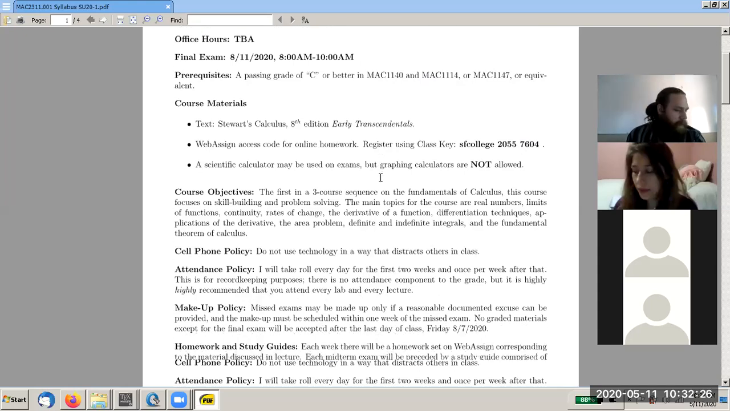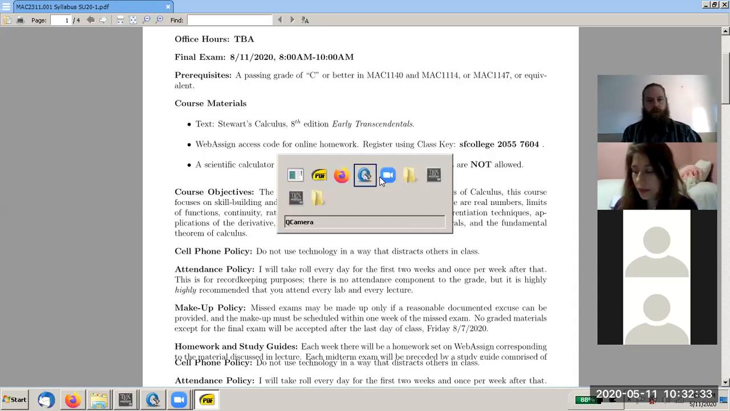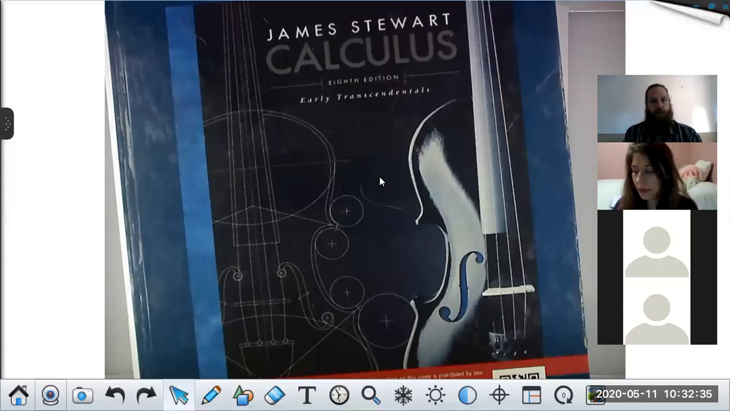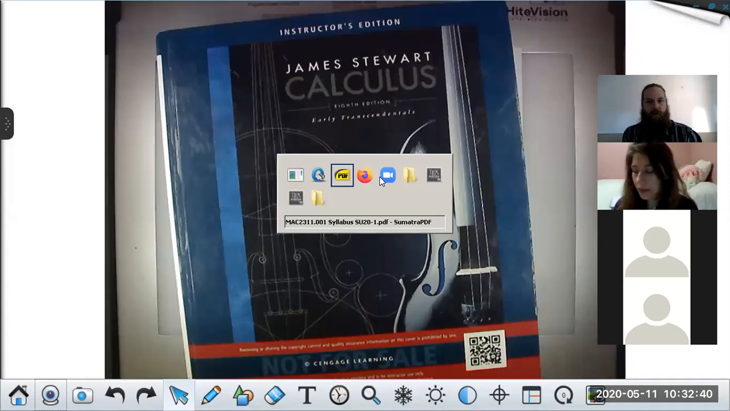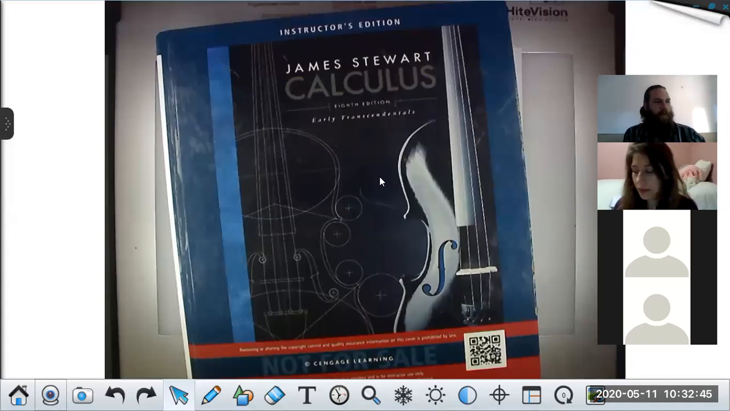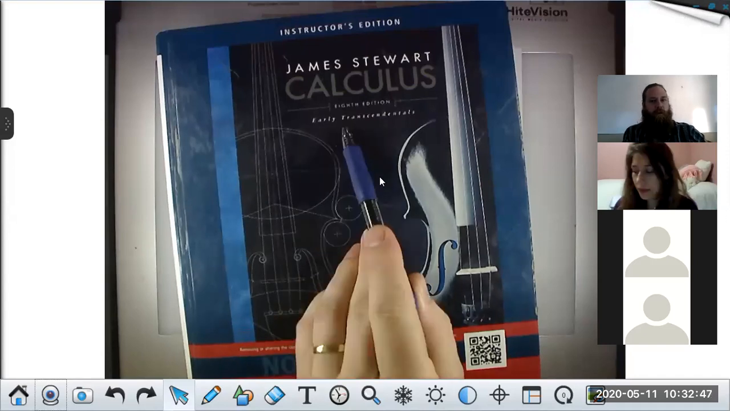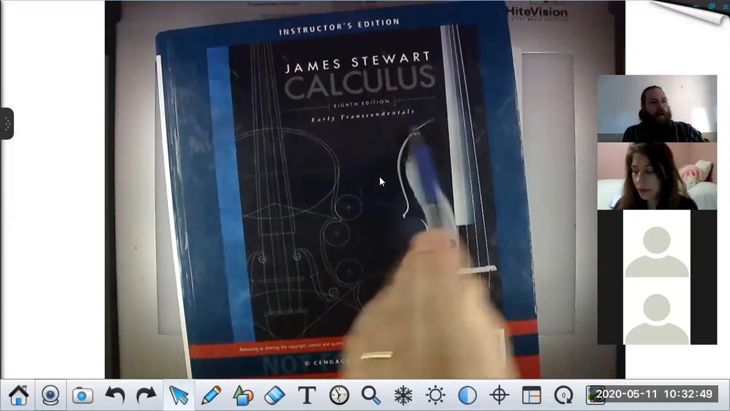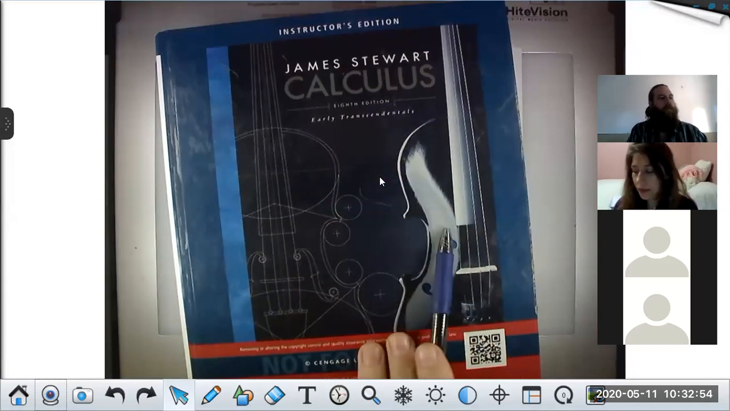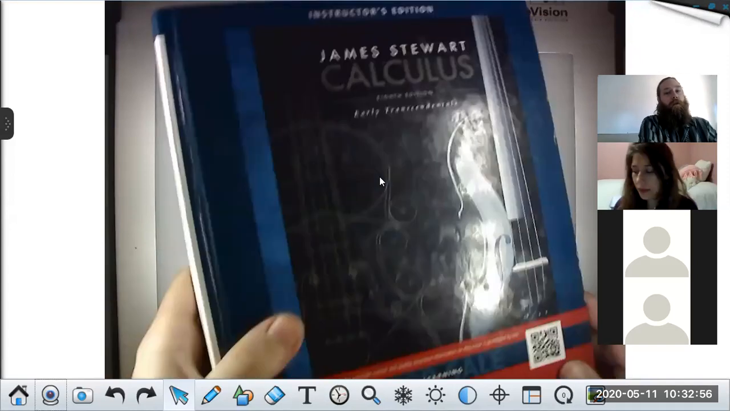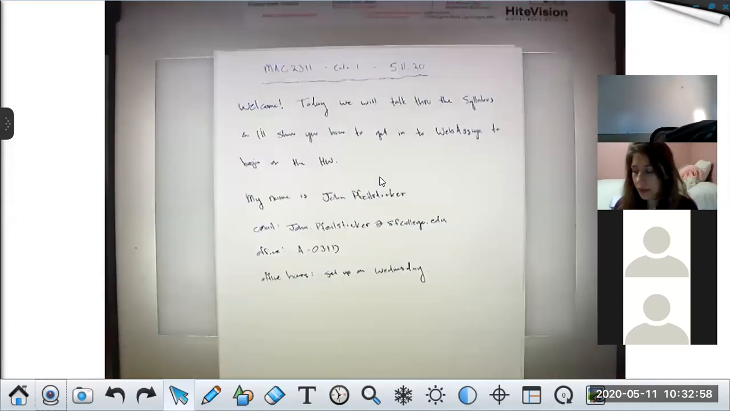The textbook we're going to use, I can show you a physical version of it here. Looks like this. It is Stewart's Calculus. It is the 8th edition. And it is the early transcendentals version. This part right here, the early transcendentals, very important. Gotta have that one. Look for the blue cover. The one that has a red cover is not the one.